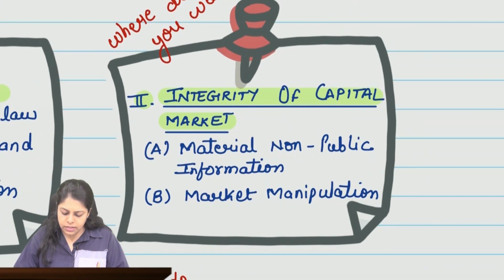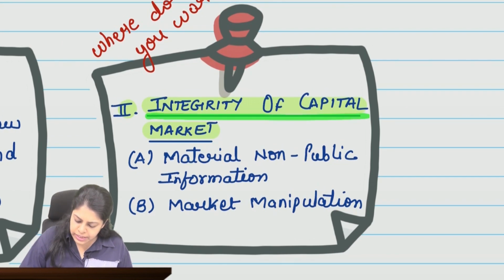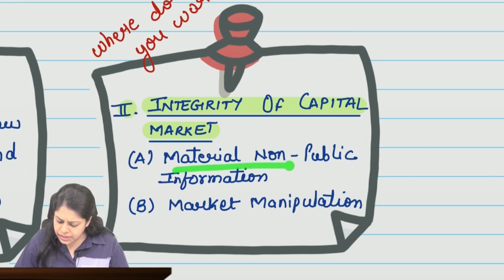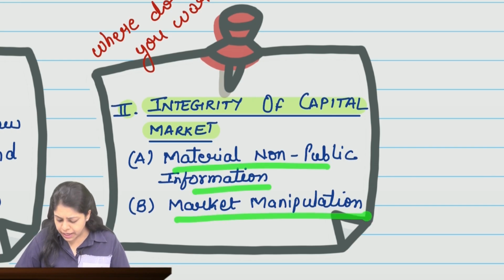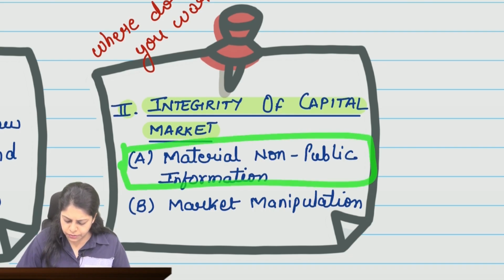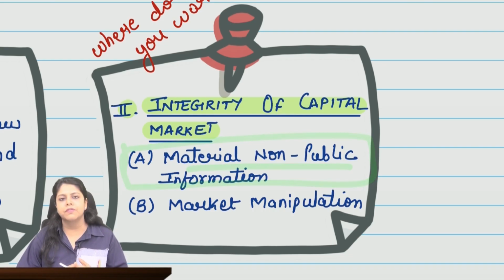So now the second standard is integrity of the capital market. It has two subsections: material non-public information and market manipulation. Let's talk about the first subsection, that is material non-public information.